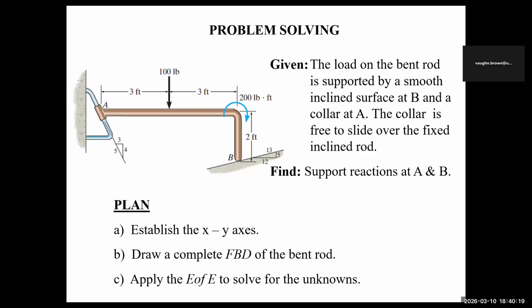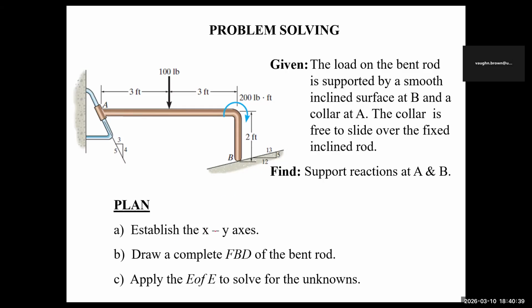So here now you have another system, right? Not sure I'll be able to go through all of this, so I'm going to quickly scan through. You have a load on the bent rod supported by a smooth inclined surface at B and a collar at A. The collar is free to slide over the fixed inclined rod, and we need the support reactions at A and B.